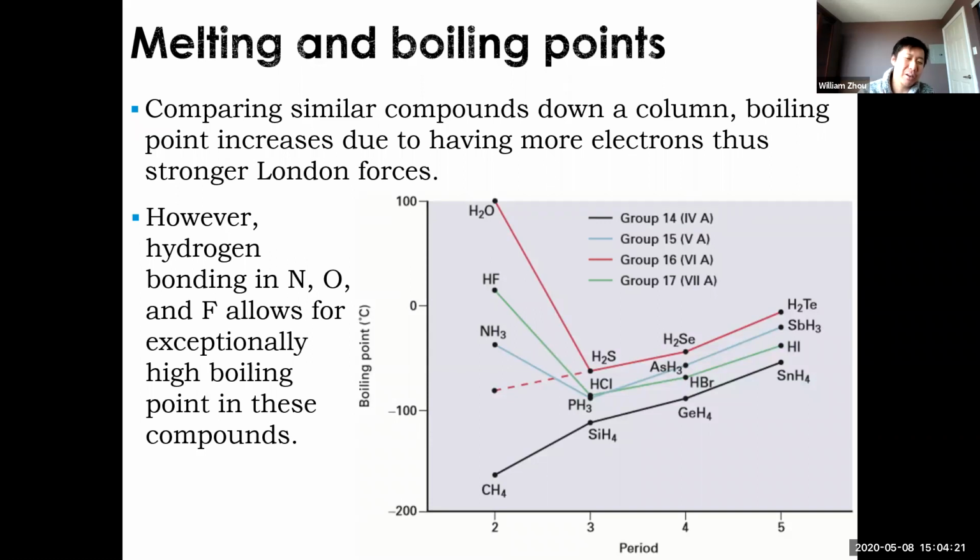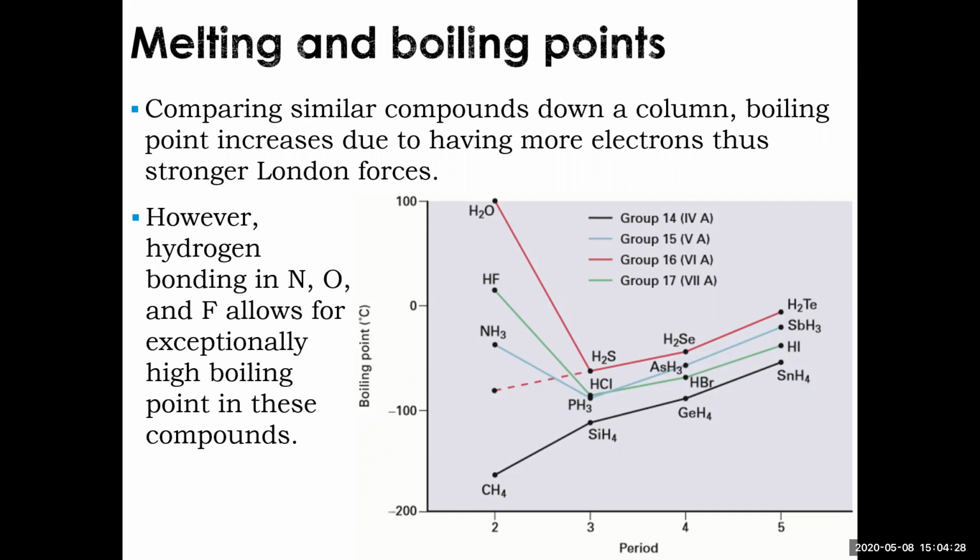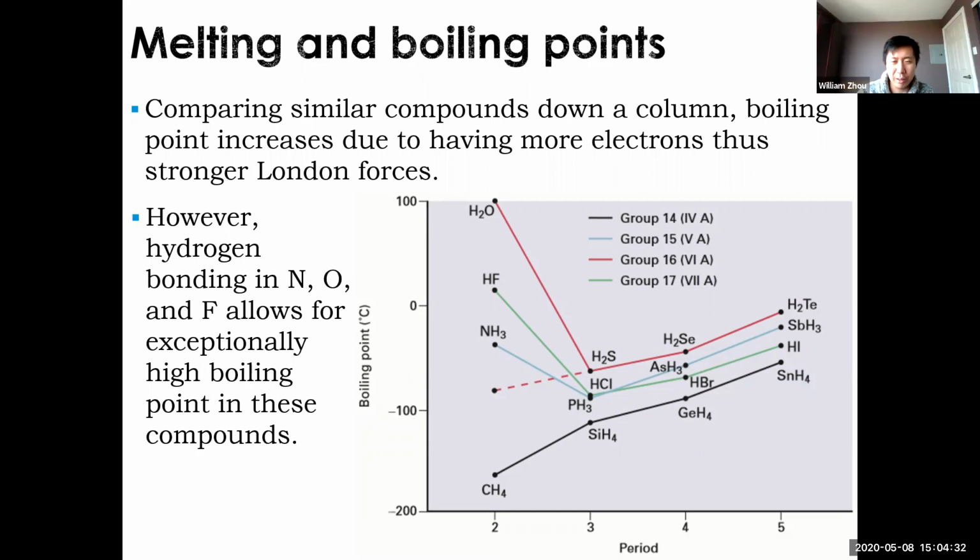Wouldn't H2S have a higher boiling point than H2O? But why does H2O shoot all the way up to 100? Why? Hydrogen bonding. Yeah, exactly. Water is capable of hydrogen bonding, and despite being a small molecule with very low numbers of electrons, the strong hydrogen bonds will give a high boiling point for water. Okay, the London force no longer matters because hydrogen bonding is so strong.